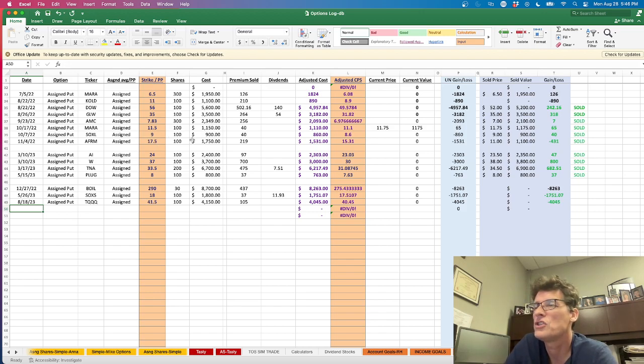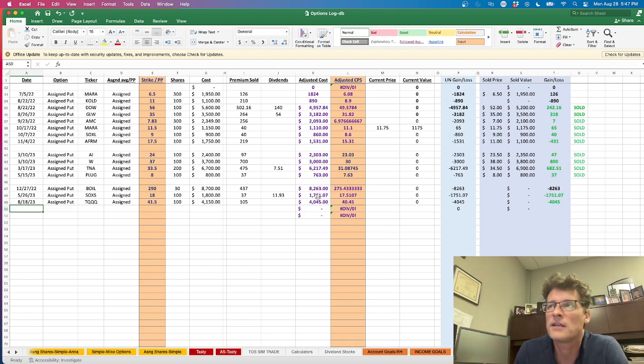The cost of the shares, the number of shares, and then I also track how much premium I sold on those shares, so that I come up with an adjusted cost per share. So a lot of times if my stock goes the wrong way, I am able to know really how much premium I offset against that stock. So a lot of times, with the premium I sold, I'll actually be ahead.